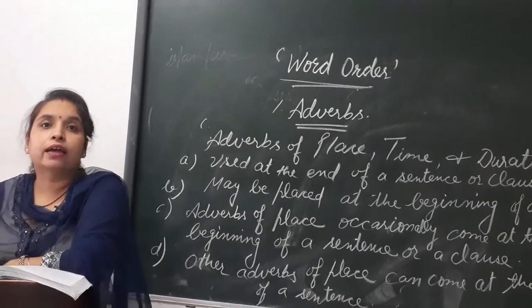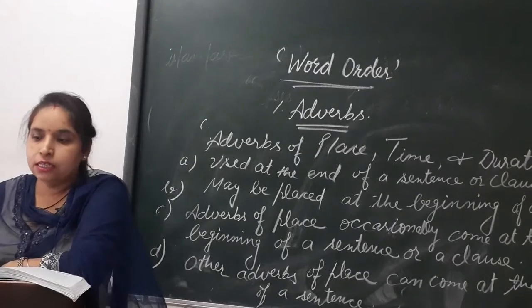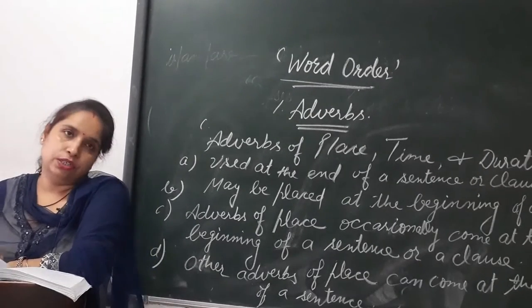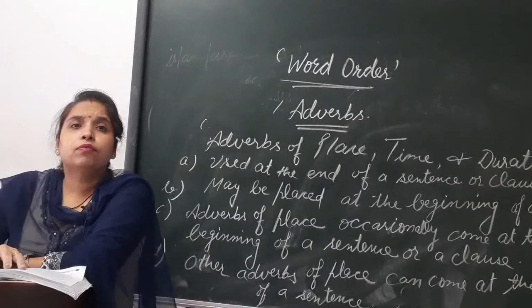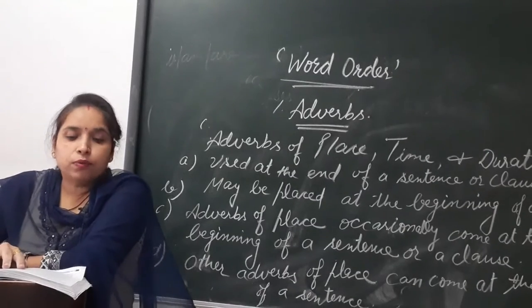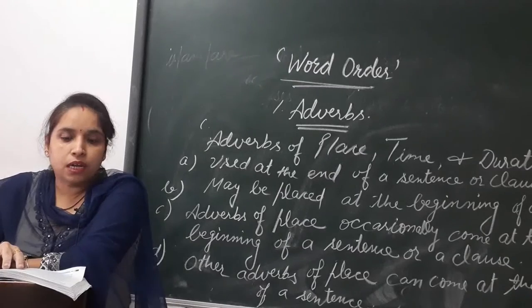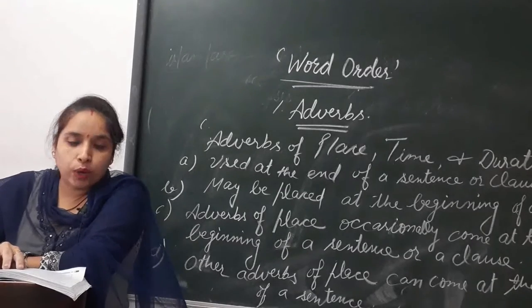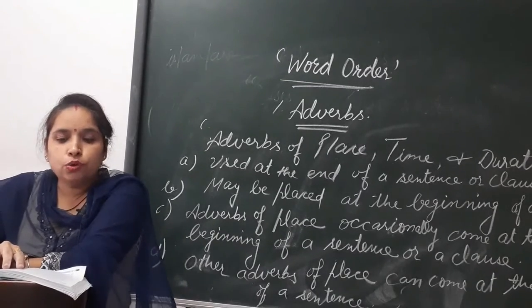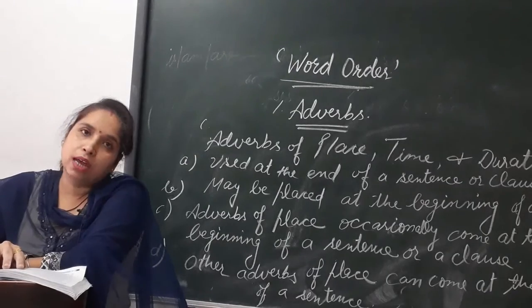So these are the correct use of adverb of place, time and duration. Now next is adverb of frequency. Children, adverbs of frequency are subject to different rules. Such adverbs are often, fluently, frequently, generally, usually, occasionally, sometimes and ever.